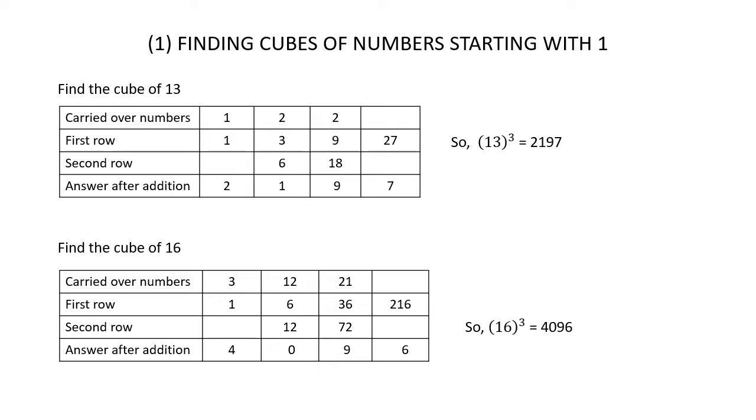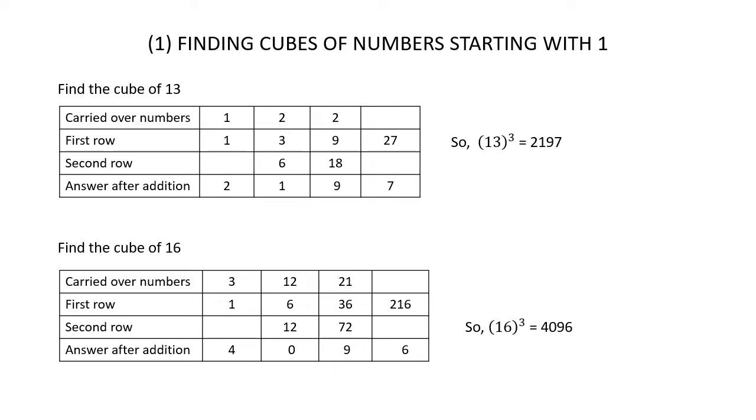Write square of 3 in the third column. Square of 3 is 9. Write 9 in the third column. Write cube of 3 in the fourth column. Cube of 3 is 27. So write 27 in the fourth column. So now you have 1, 3, 9 and 27 in the first row.